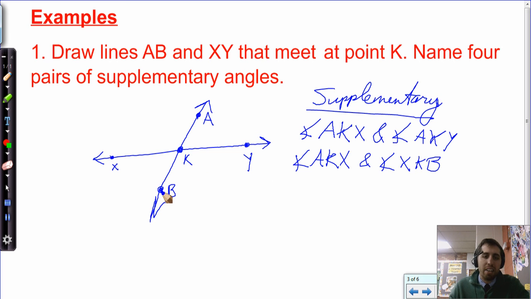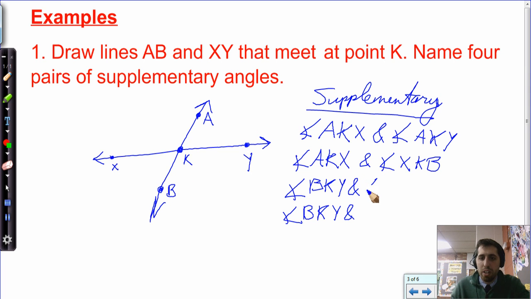Let's try another set of supplementary angles by doing BKY, angle BKY. And again, we're going to be able to find 2 sets of supplementary angle pairs here. BKY, and maybe you can start looking and see, what do you see? What makes a straight line when you combine it with BKY? What will add up to 180 degrees right here? Well, YKA will do the trick.